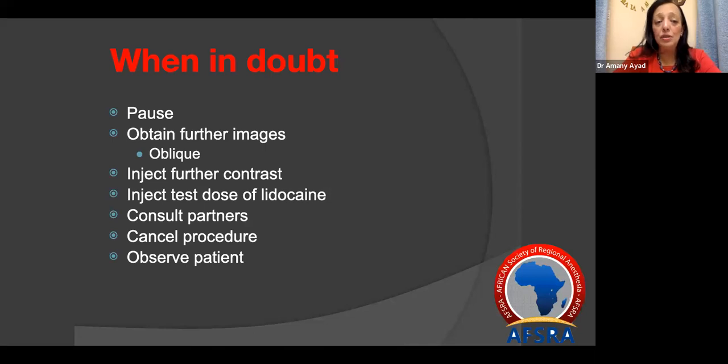When in doubt, pause, obtain further images. C-arm images should be two trajectory, at least AP and lateral. If it's not satisfactory, take the oblique and more oblique and more oblique. You might find something by your eyes that can be alarming. Inject further contrast. Inject a test dose of lidocaine. Consult a partner. Cancel the procedure and observe the patient, of course.